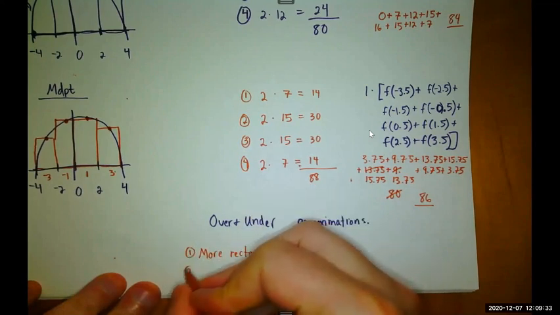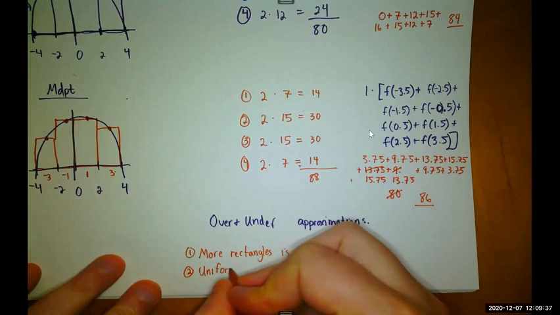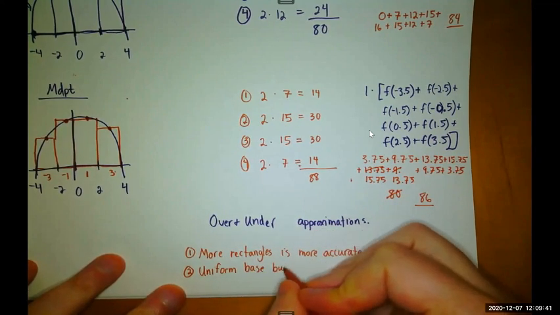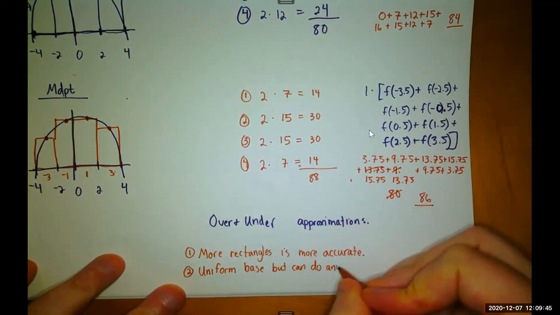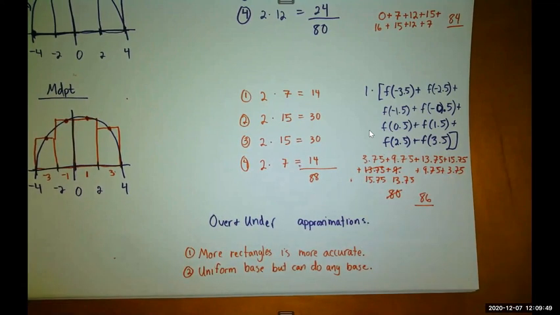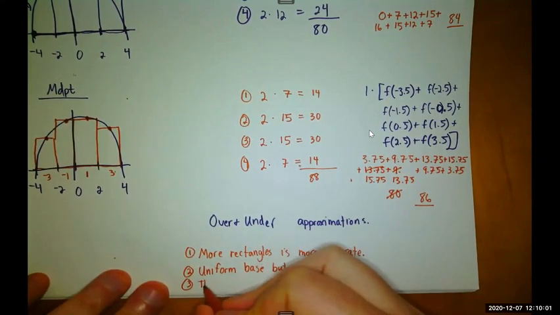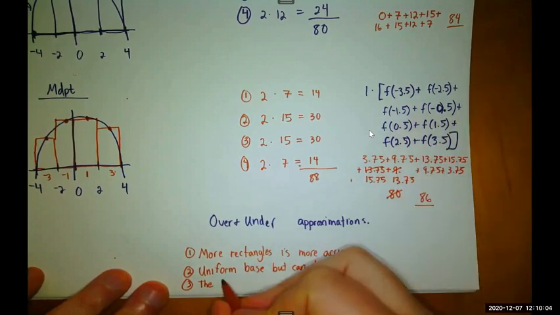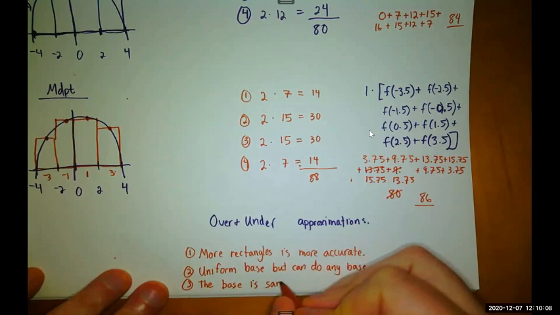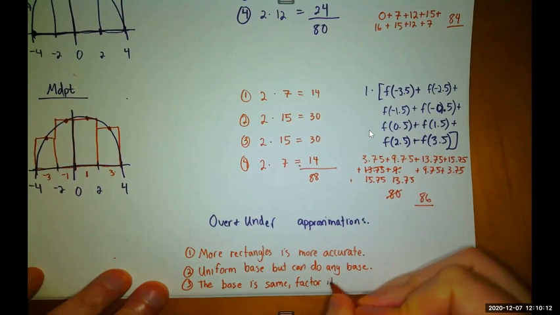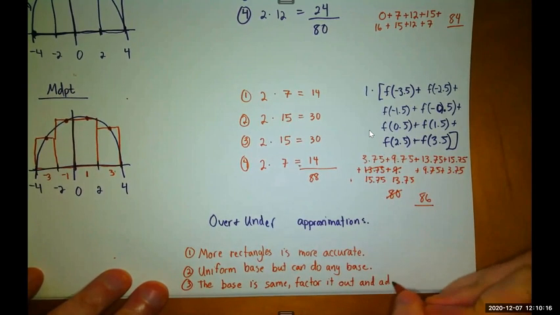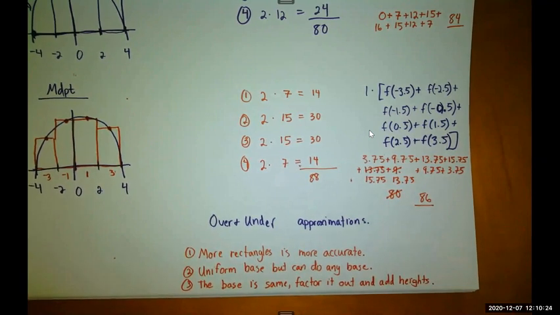Next big takeaway we've already discussed. We're using uniform base. That is to expedite the calculation process, but you don't have to. You could do any base. And then the third thing is, and you may have noticed it in the writing I did do, so what you can do is this. You can factor out that value and then add up some heights.